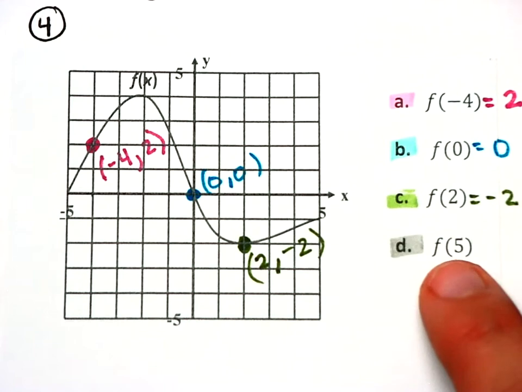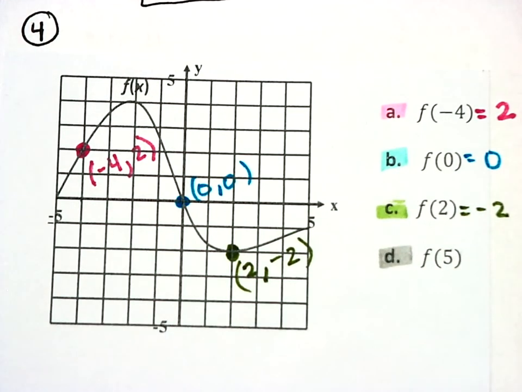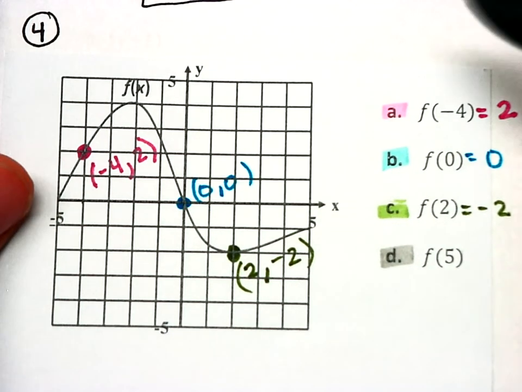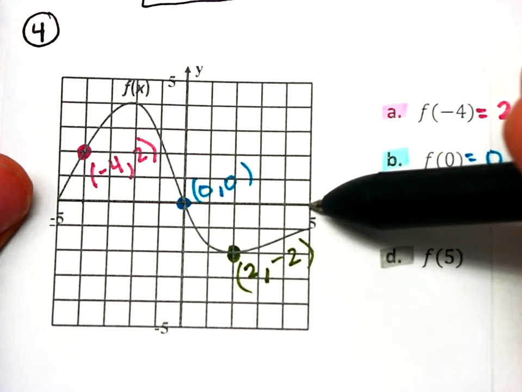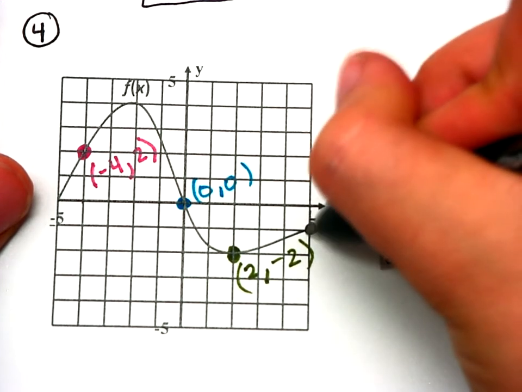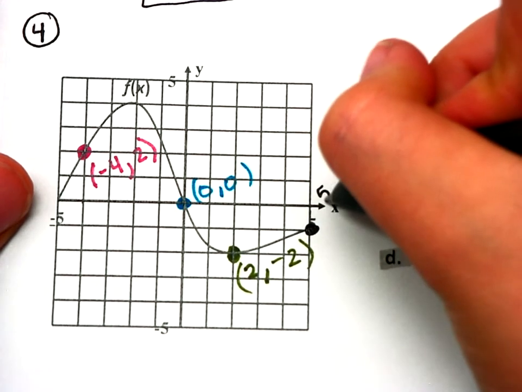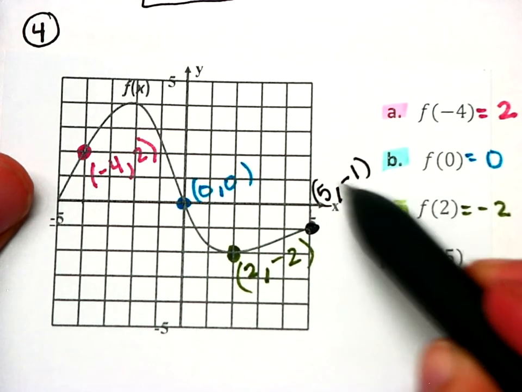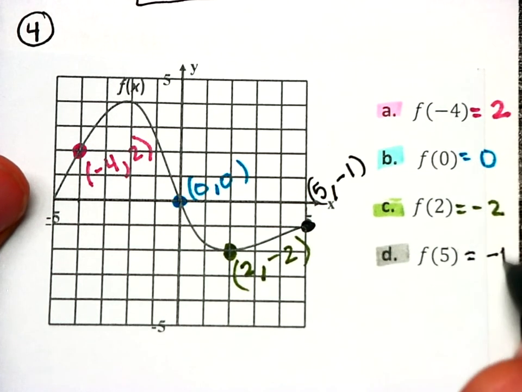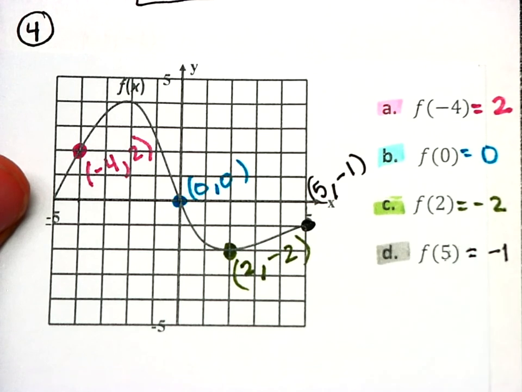Okay, and last one, f of 5. That one's in my gray, so I'll just do that with black. So f of 5, I'm going to go out 5 on the x-axis. Looks like right down here I have a point, and that point is (5, -1). So my y value, or my output, is -1 when x is 5.